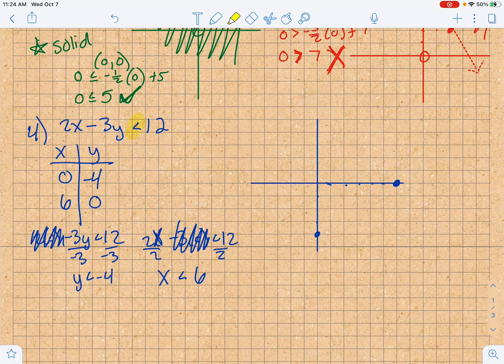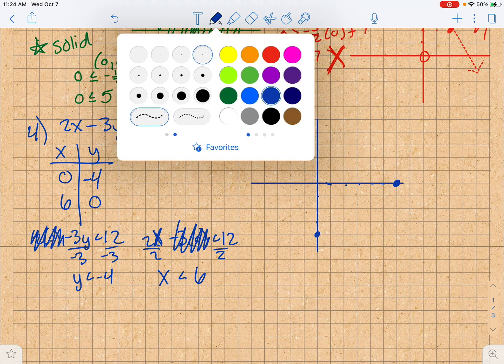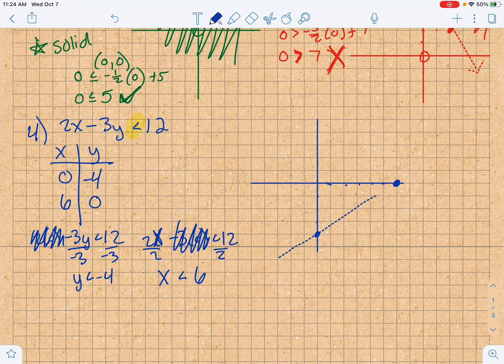Okay, so what are we going to do? There's no equal to sign, so it would be dotted. Remember to go through your points, and put your arrows on the ends.